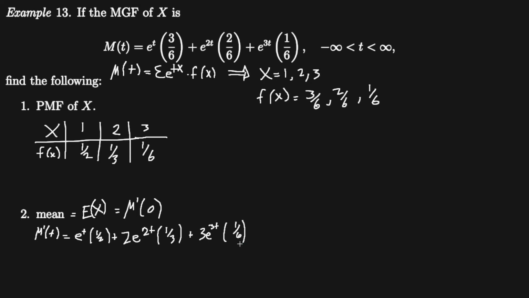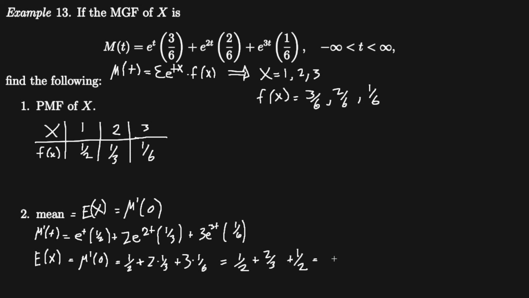Remember, we have to do the derivative. And so the expected value of x is mu prime of 0. If you plug in 0 for t, you would get 1/2 plus 2 times 1/3 plus 3 times 1/6, which is 1/2 plus 2/3 plus 1/2, which is equal to 5/3.